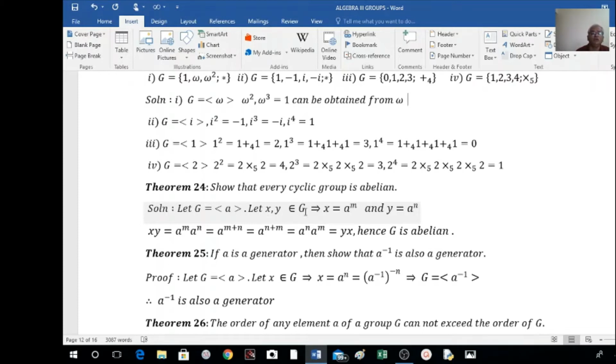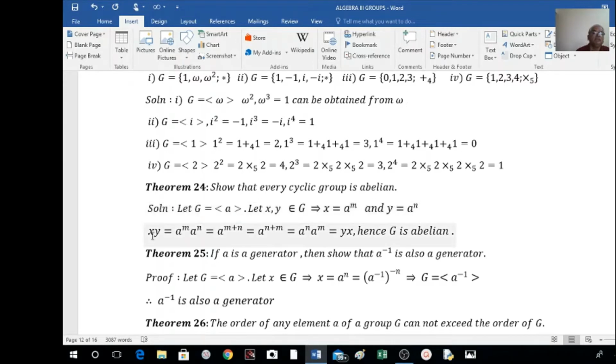Since G is a cyclic group generated by a, every element of G can be written as an integral power of a. Therefore x can be written as a to the power of m. Similarly, y belongs to G, so y can also be written as some integral power of a, that is, y equals a to the power of n.